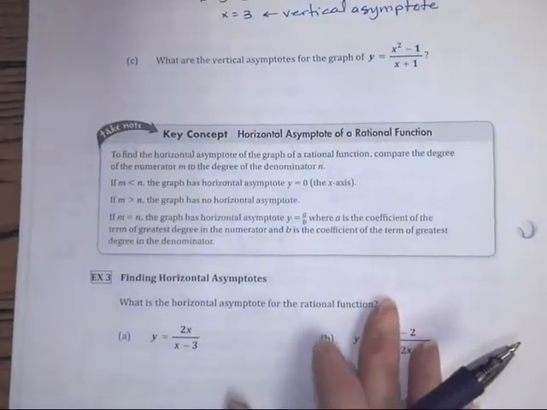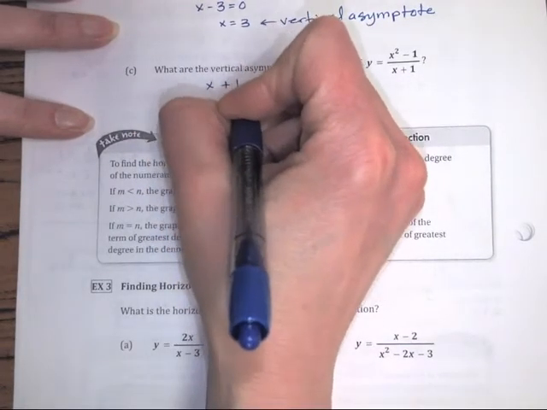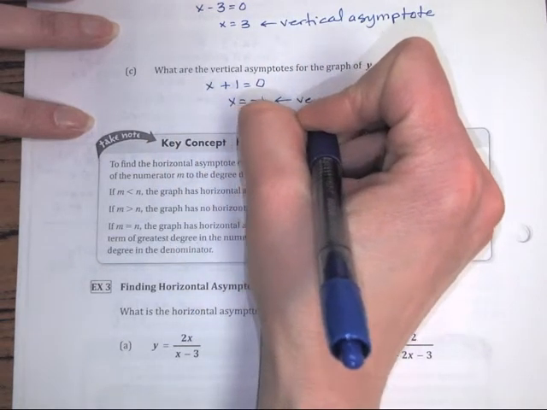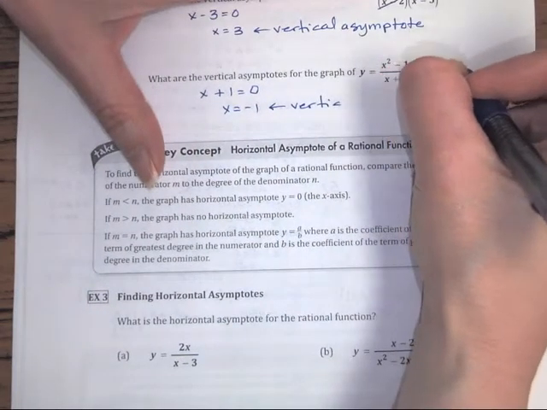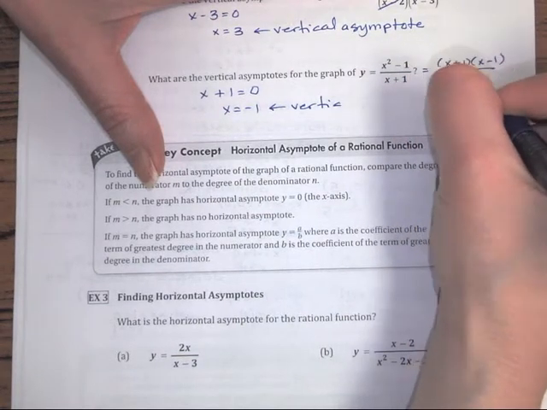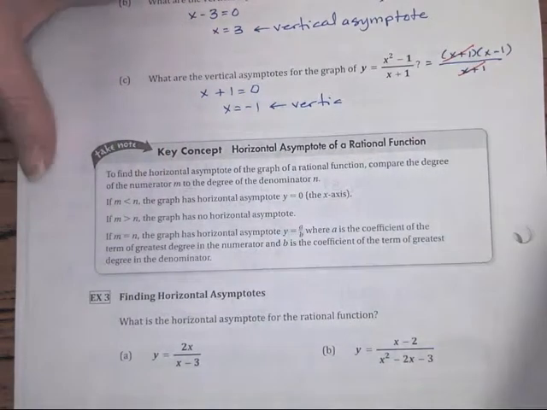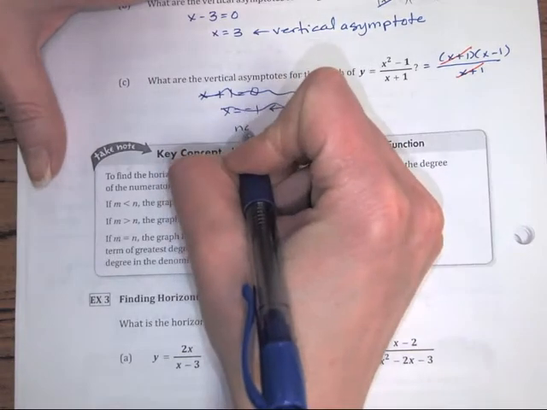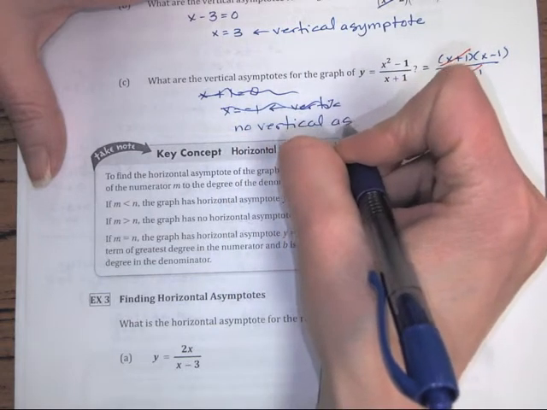So, vertical asymptote for the third example. Set your denominator equal to 0 and solve. Oh, hang on. This factors. x plus 1, x minus 1, right? Over x plus 1. Cancels. Do we have any vertical asymptotes? No vertical asymptotes. This is the easiest thing we've done in a month.